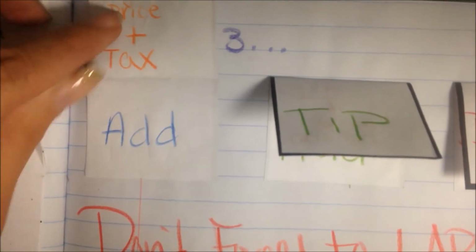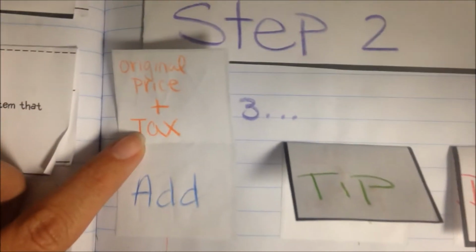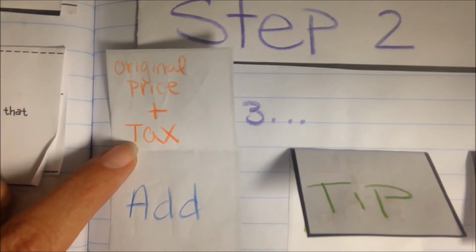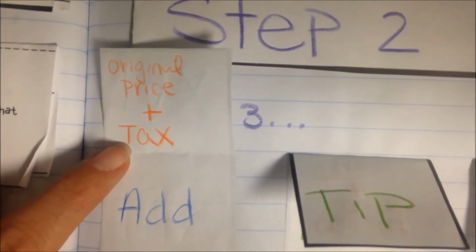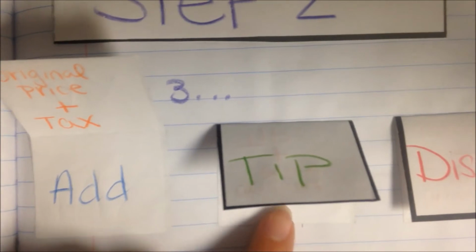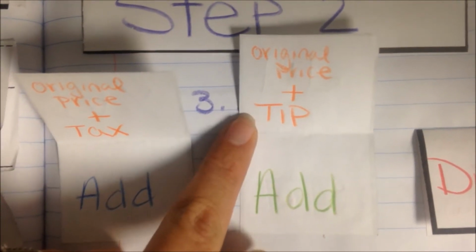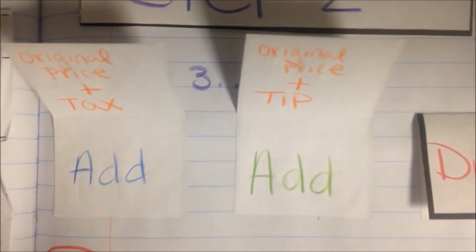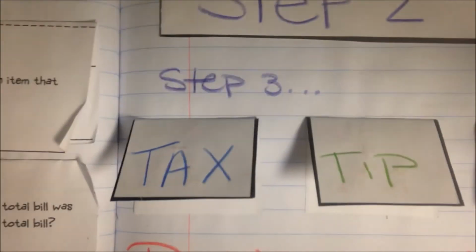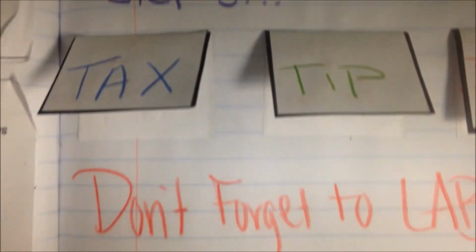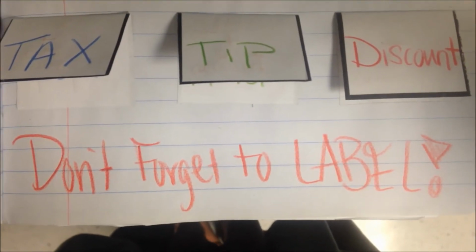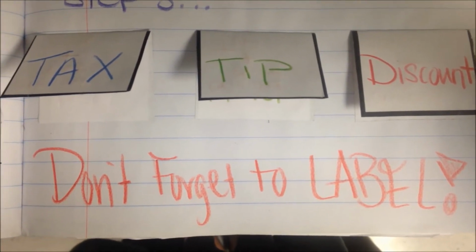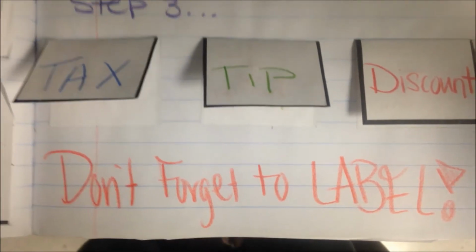Under tax, I'm going to put that I'm adding, and I'm adding the original price plus the tax. Tip, I'm going to write the same thing because again I am adding, and I am adding the original price plus the tip. Okay, and those are the only two ones we are filling out, the tax and the tip. On the bottom of your paper, I would like for you to put, don't forget to label, so that you make sure that you label all of your prices with your $ sign.